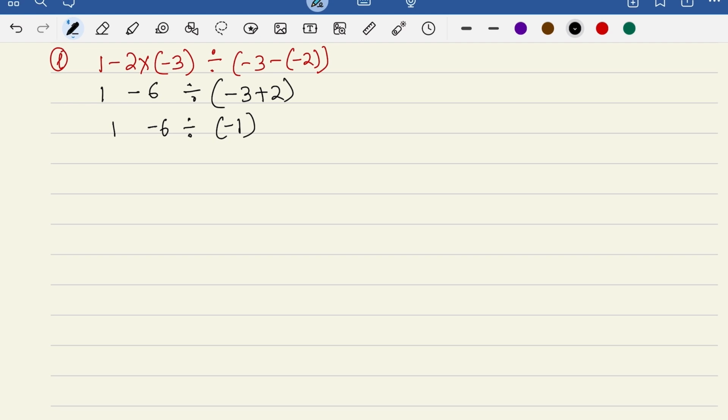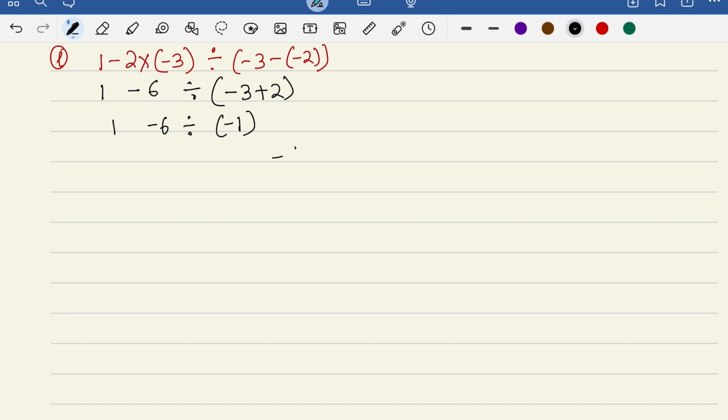So we can't do 1 minus 6 is 5 and then divide, because according to BODMAS it should be like this, minus 6 divided by minus 1. Minus 6 divided by minus 1 is 6. So 1 minus 6. 1 minus 6 is minus 5.